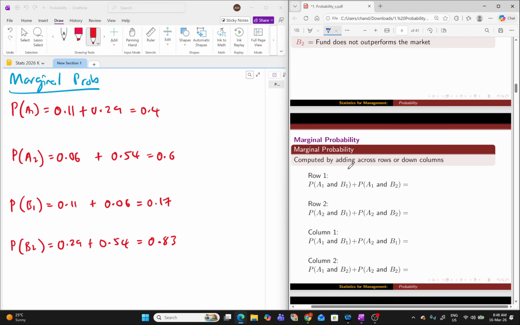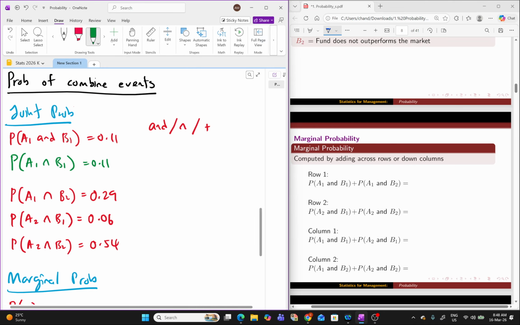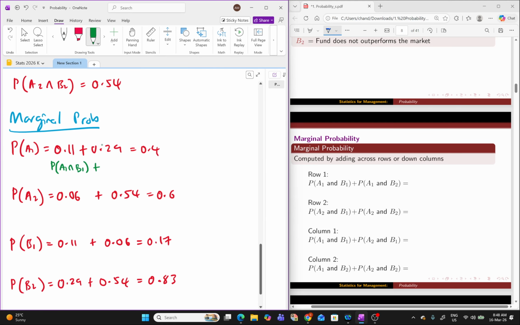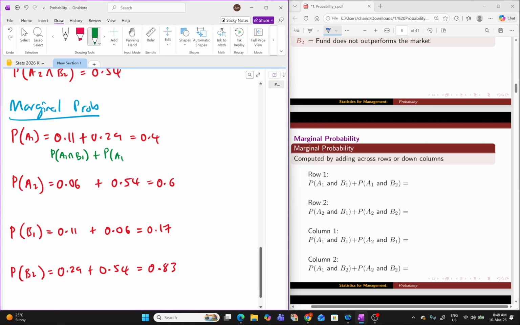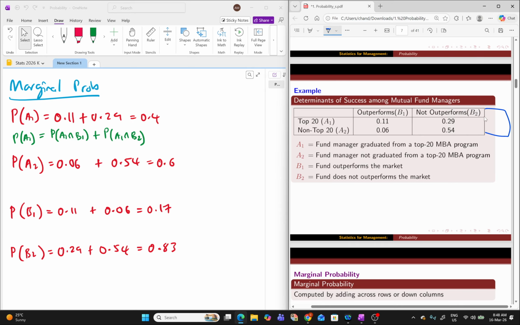Okay. Now basically for marginal probability, if I want to go a bit into the notation, just now 0.11 is actually A1 intersect B1, isn't it? And 0.29 is A1 intersect B2. So notation wise, if I want to find A1, I take all the intersections with A1 and I plus. That is the idea. If I have another column here, maybe B3, I just plus here B3.